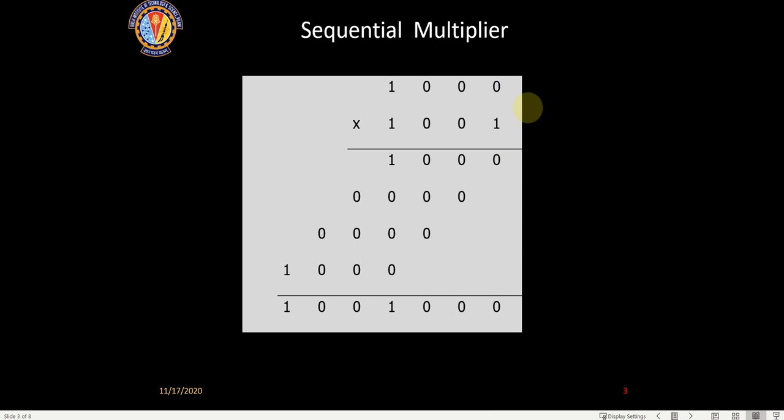So this is how a sequential multiplier is done. This can be implemented in hardware in a very simple manner. Once you see the hardware, you will understand how a multiplier works.